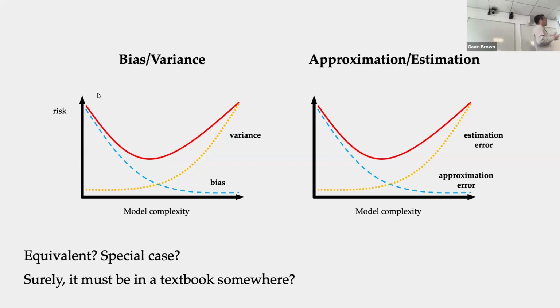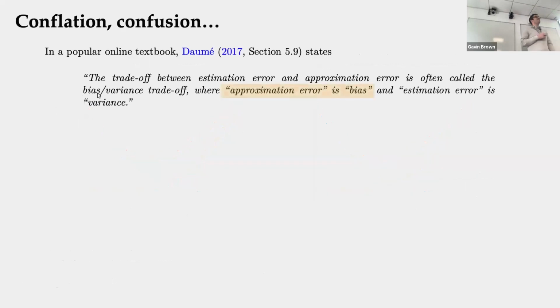When I was looking up material to teach this course, I thought it's got to be in a textbook. I looked around and I couldn't find one. What is in textbooks? Statements like this: the trade-off between estimation error and approximation error is often called the bias variance trade-off, where approximation error is bias and estimation error is the variance. So this textbook is saying they're the same thing.